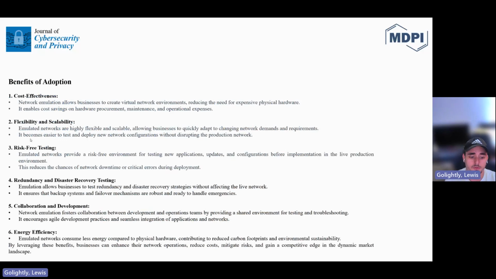Energy efficiency is also improved. Emulated networks consume less energy compared to physical hardware, which contributes to reducing the carbon footprint and environmental sustainability in businesses. And by leveraging these benefits, they can enhance their network operations, reduce costs, mitigate risks, and get a competitive edge in a dynamic market landscape.